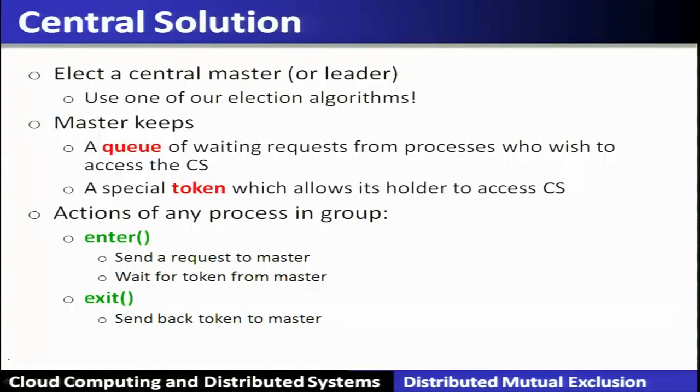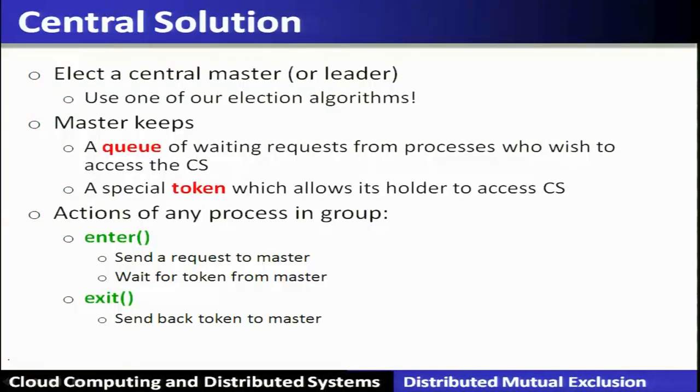Let us assume there is a single master or a leader, which can be elected by any leader election algorithm, and that master will keep a queue of all waiting requests from the concurrent accesses which the processes are making to access the critical section. Now, there exists a special token which allows its holder to access the critical section.